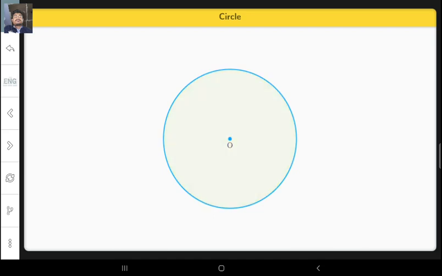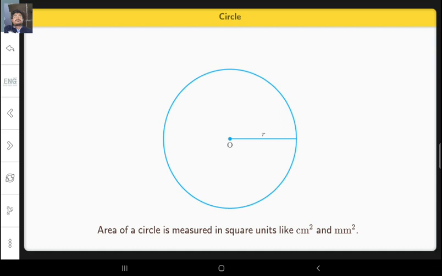The area of a circle is the amount of surface enclosed by the boundary of the circle. The area is given by the formula pi r square. The area of a circle is measured in square units like centimeter square and millimeter square.